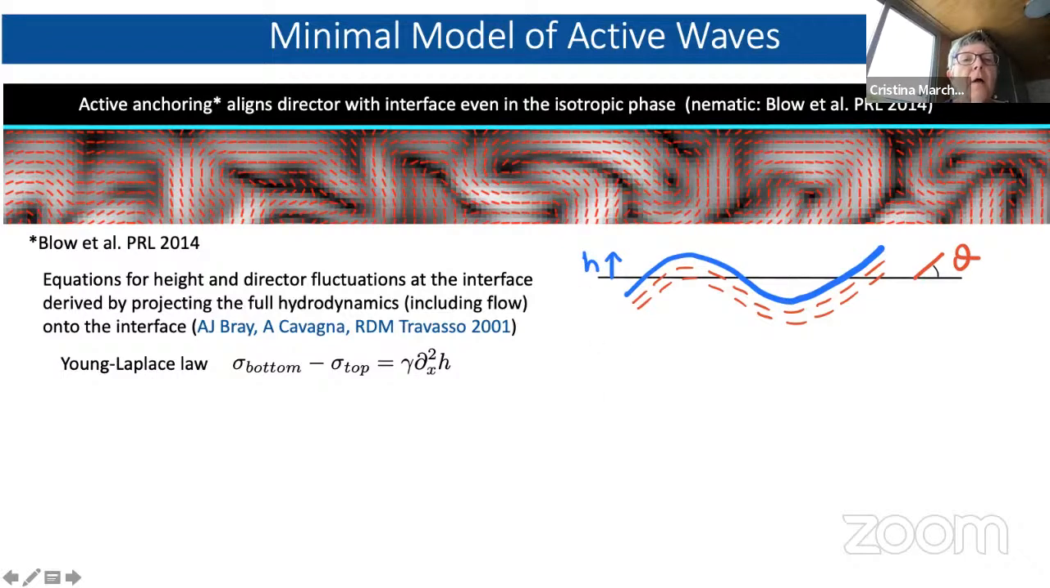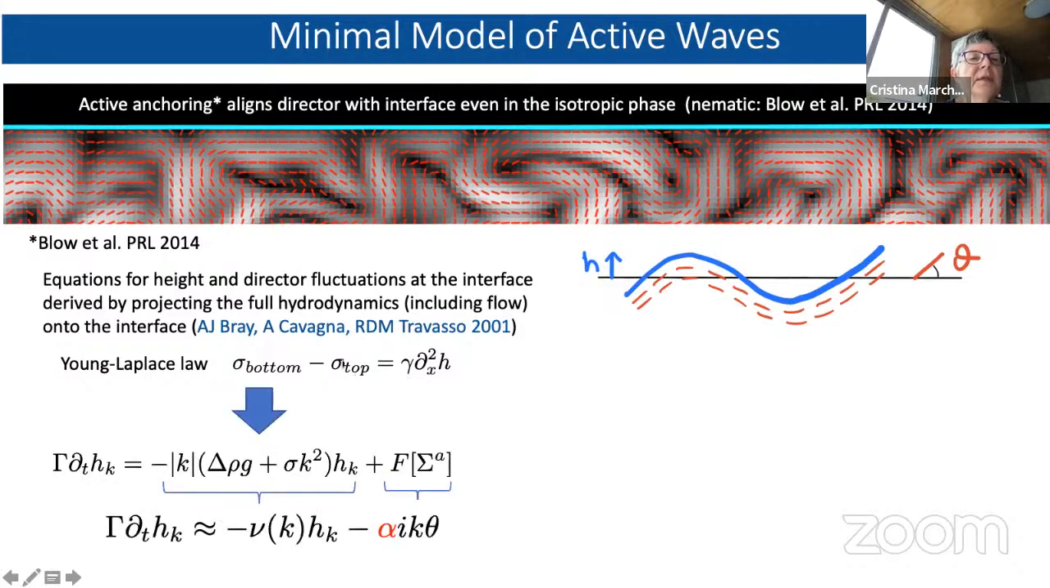So we can use this knowledge to construct a simple phenomenological model for the coupled dynamics of height fluctuations and deformations and orientation of the filaments just at the interface, without taking into account the entire bulk. For the height fluctuation, we know that there is a balance between pressure or stress jumps at the interface and the tension. Sorry, the tension was sigma, and now I realize I called it gamma. This is the tension at the interface.